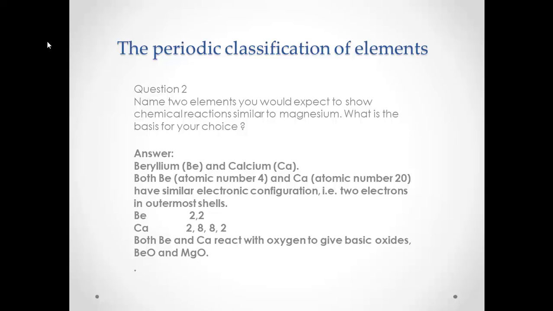Okay, so here in the answer, beryllium and calcium are selected because beryllium has an electronic configuration 2, 2 as the atomic number is 4, and calcium has an electronic configuration 2, 8, 8, 2 as its atomic number is 20. And also beryllium oxide and magnesium oxide, they are metal oxides. Similar to magnesium oxide, they all are basic oxides. Hope it is clear to you. We are moving to the third question.